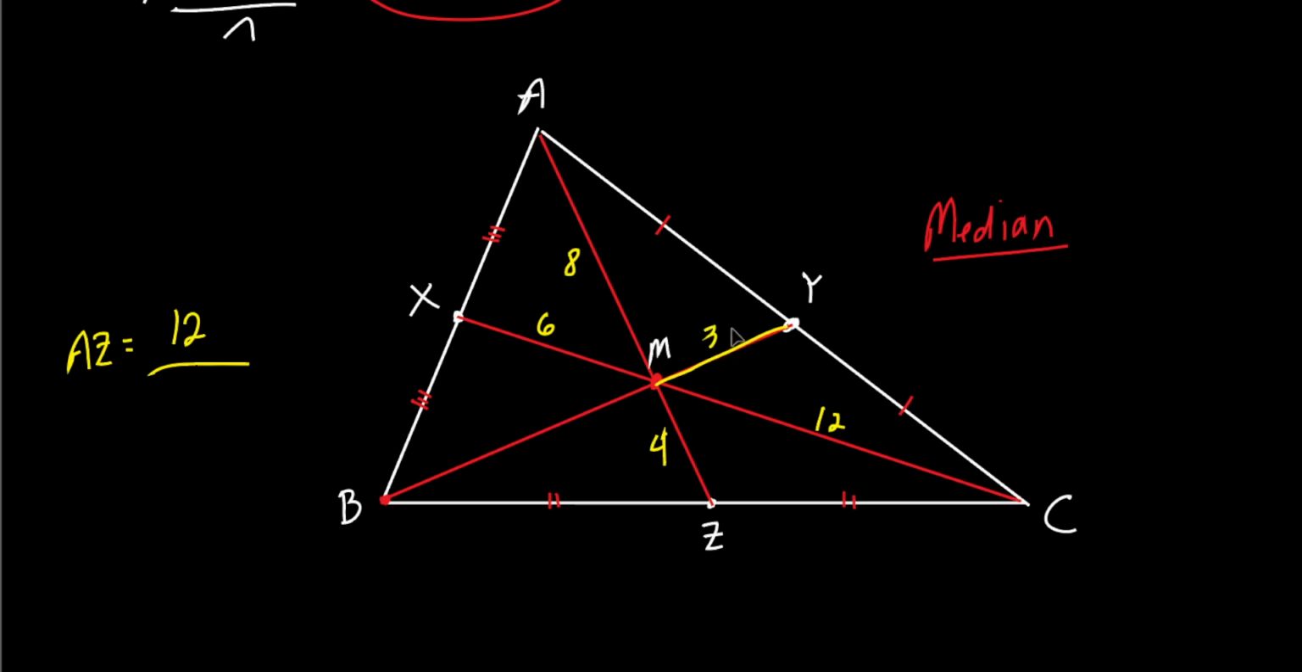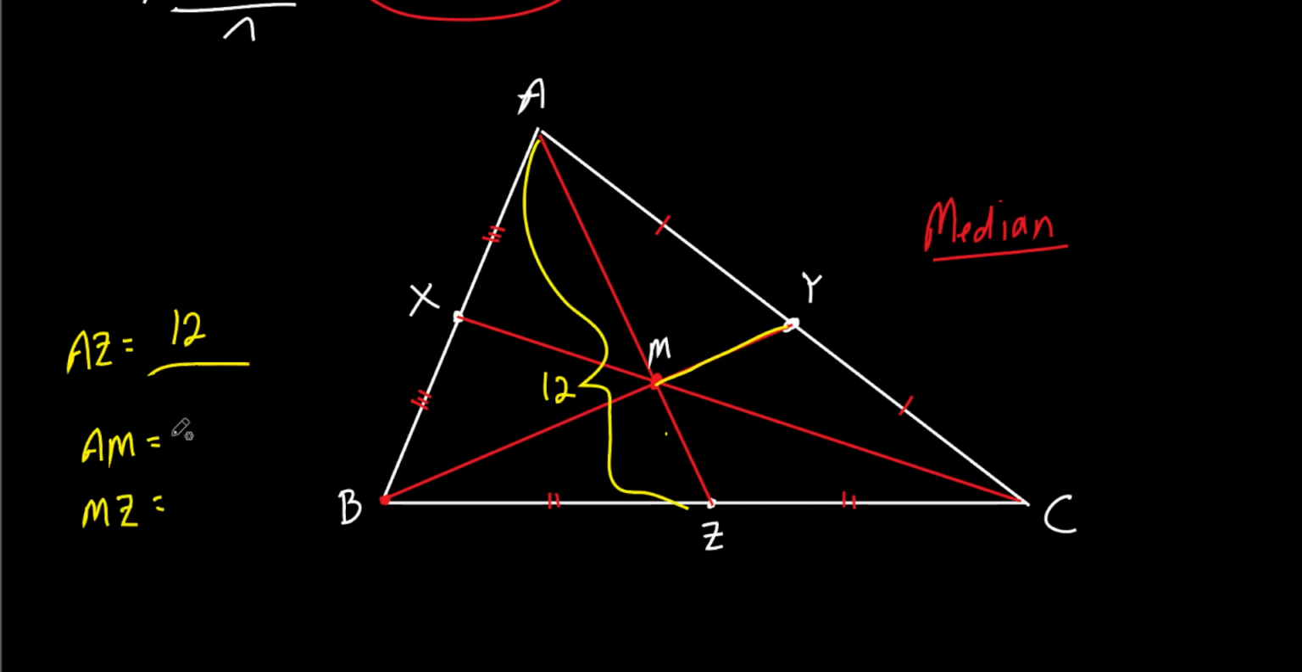Here's the one that's probably the hardest one that I could give you. Let's get rid of this. What if I told you that AZ, let's just do this one right here. We've already used these numbers, let's just do it again. What if I told you that AZ was 12? So this whole thing was 12. Everybody see that? What if I asked you to find AM and I asked you to find MZ? What would you do, Abdul?